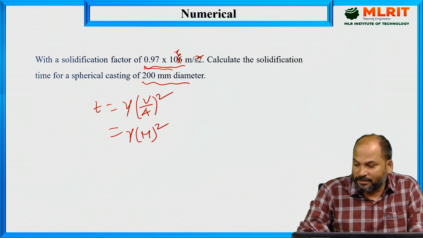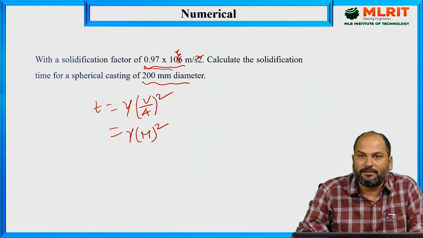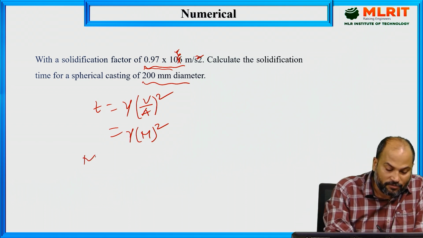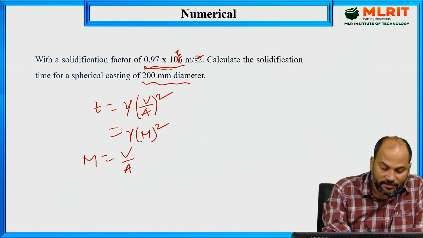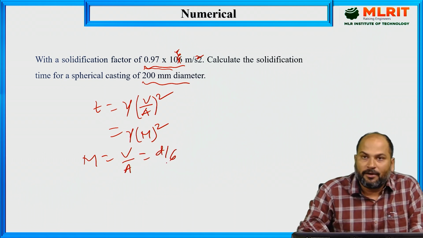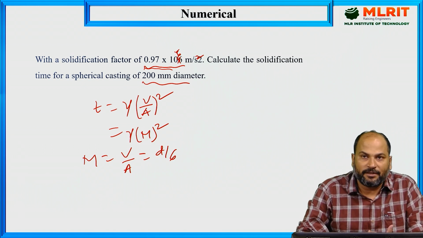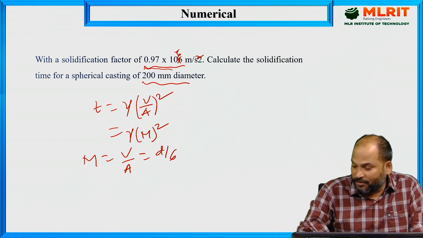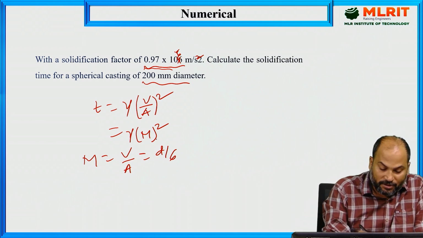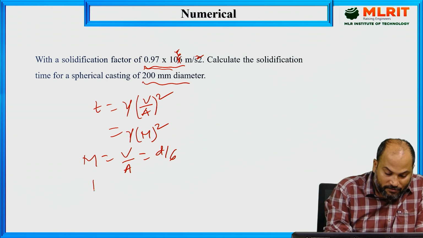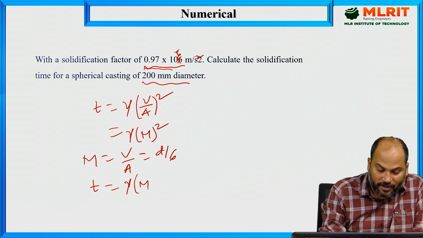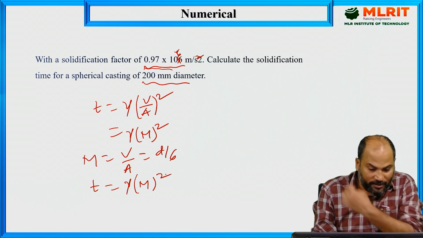Here in the problem, it is given that the shape we have to cast is a sphere, and its diameter is given. So if we have to calculate the modulus, that means volume upon surface area of the sphere, it comes out to d upon 6, where d is the diameter of the spherical casting. In this problem, the diameter is given. If we put this in the equation, the solidification time T is equal to the solidification factor gamma into modulus square, that is M square.